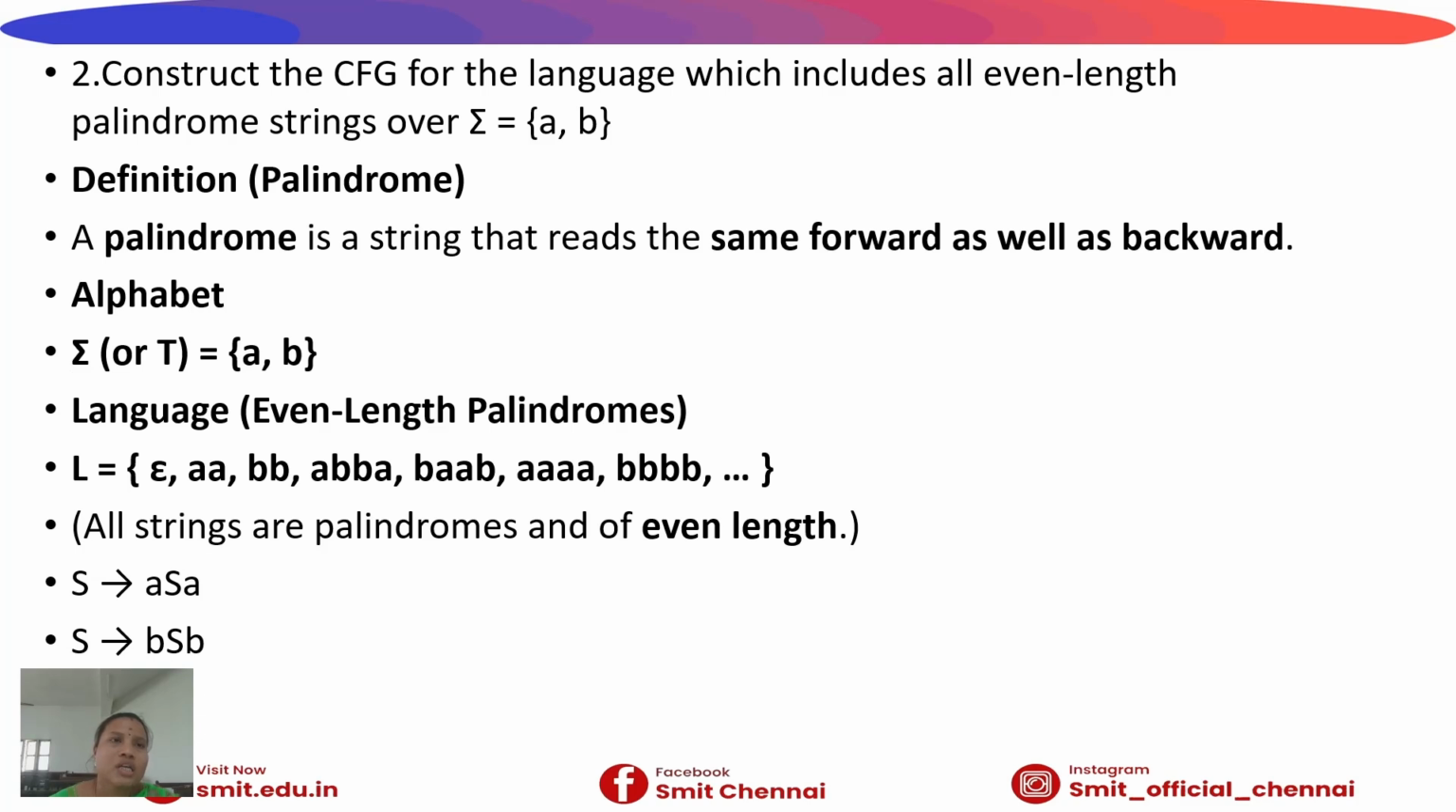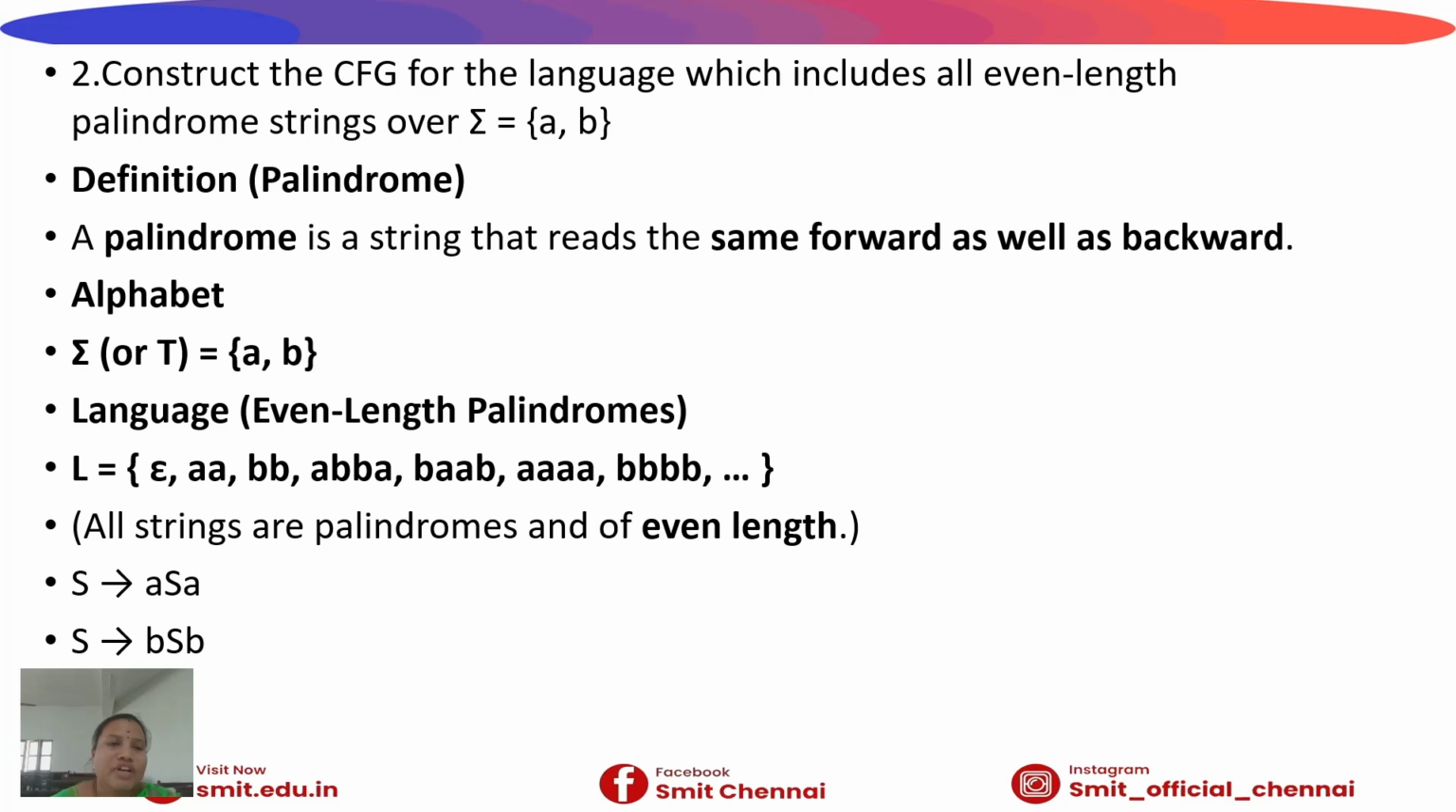The second one is another example: construct the CFG for the language which includes all even length palindrome strings over the alphabet Σ equal to {a, b}. So the input symbols are a, b. A palindrome means the same forward as well as backward. So the language means even length palindromes. L includes epsilon first.